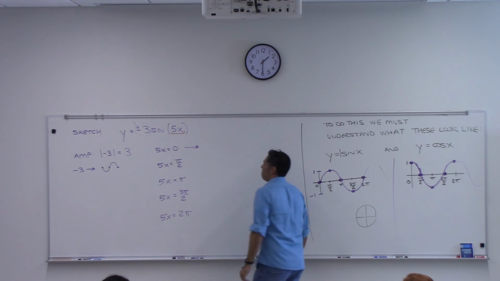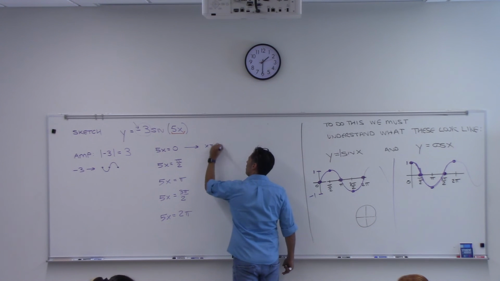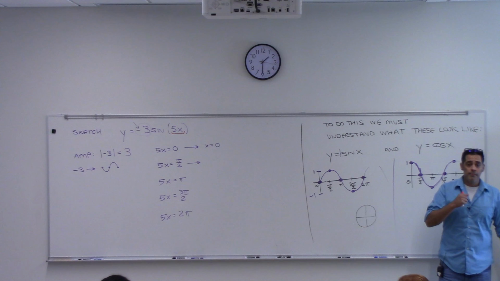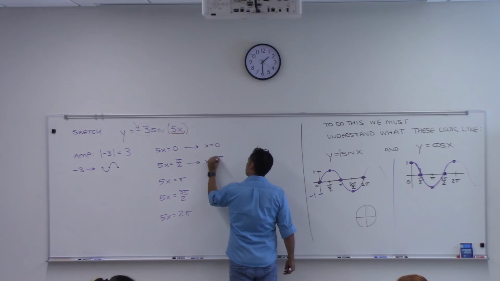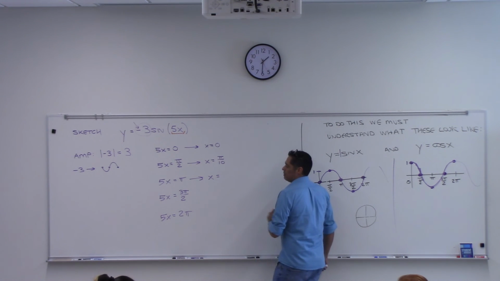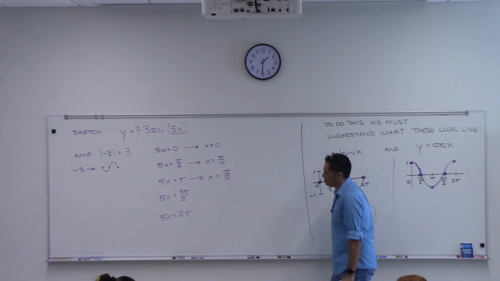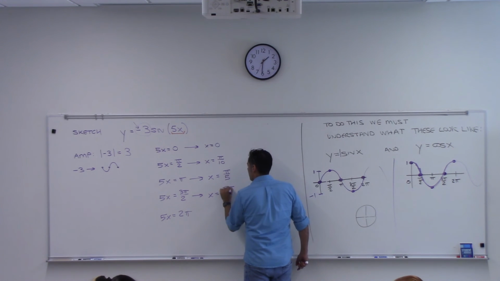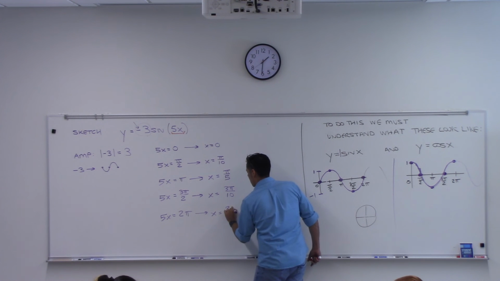What do you get? Divide both sides by 5, you get 0, right? So x is 0. Okay, solve that for x. Divide both sides by 5. What do you get? Pi over 10, right? X is pi over 10. All right, here to here. Pi over 5. Next one, 3 pi over 10. And the last one, 2 pi over 5.